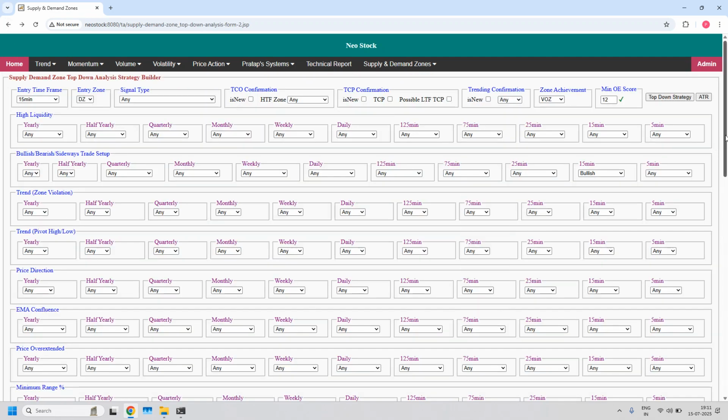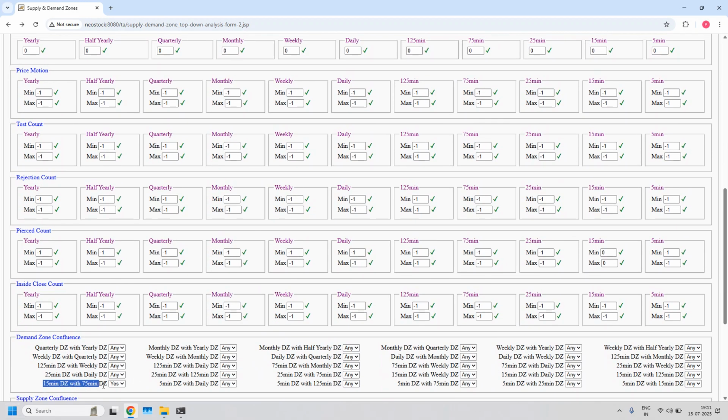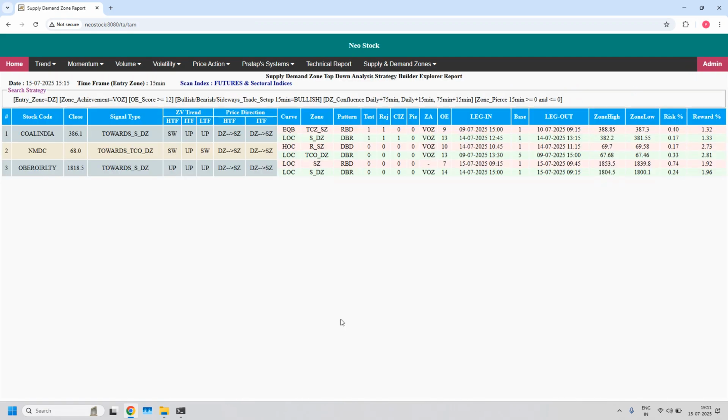And remove EMA filter. In the demand zone confluence, 3 filters we have to set. First one is already enabled. Next 15 minutes and daily, 75 minutes and daily demand zone confluence. With all the 3 filters, we got 3 stocks.